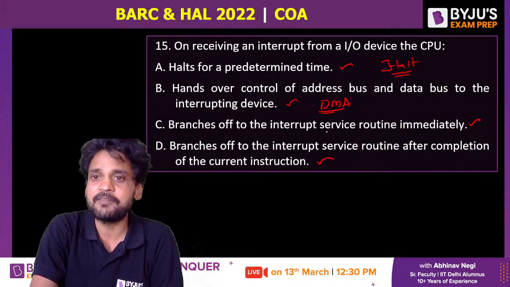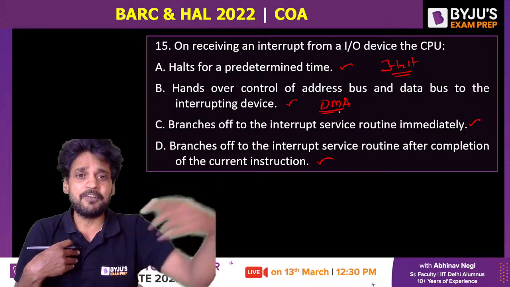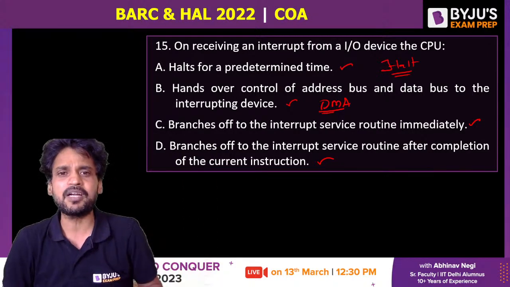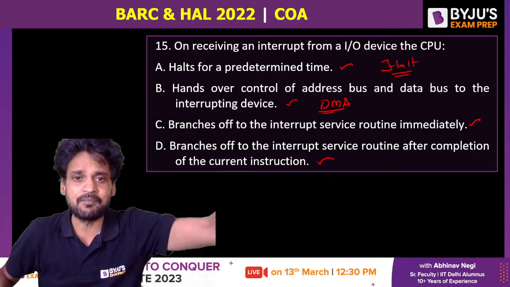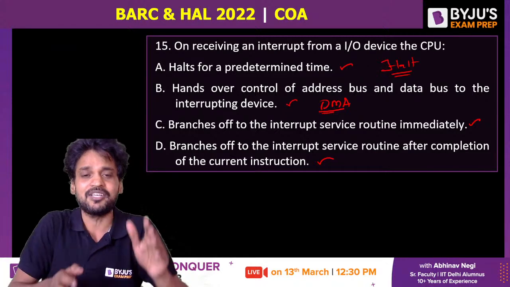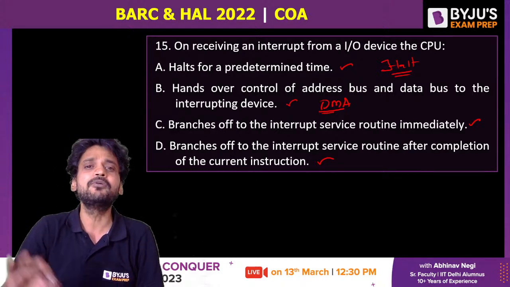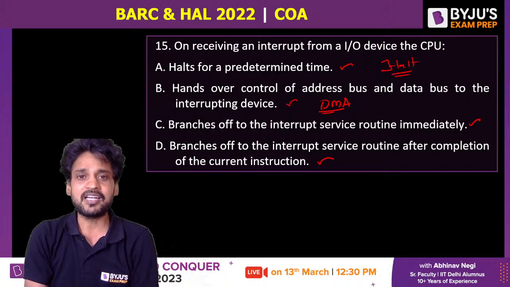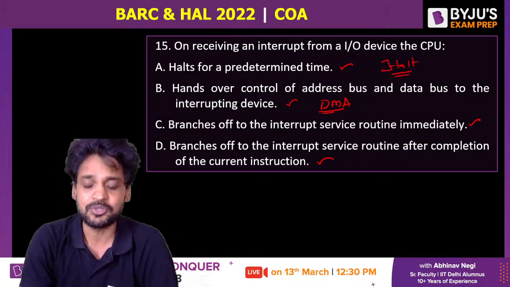Branch off to the interrupt service routine immediately. Is it possible? If I am a CPU and I am interrupted, will I go to the interrupt service routine immediately? No. The moment I get interrupted, I say, please hold on. I am doing some important thing here. Right after I finish, I will come to you. What is the important thing that I am doing? The important thing for the CPU is to finish off the current instruction. Unless the current instruction gets finished, no CPU in the world will branch off to the interrupt service routine. An interrupt will only be serviced right after finishing the current instruction. So option D is correct.